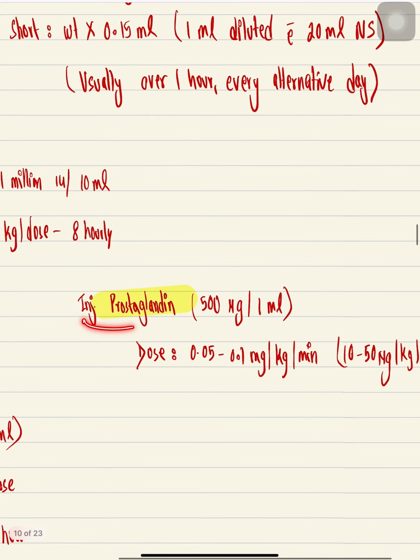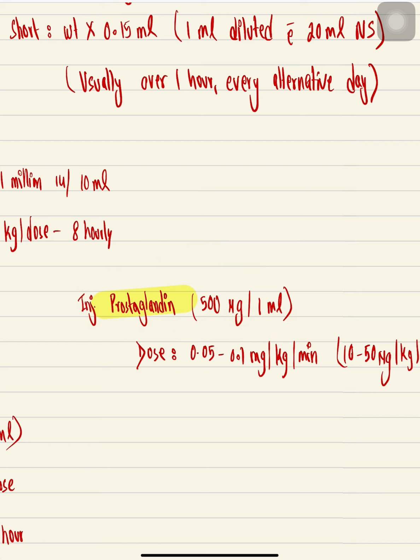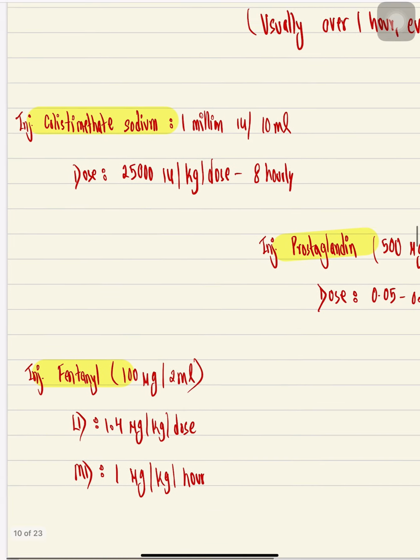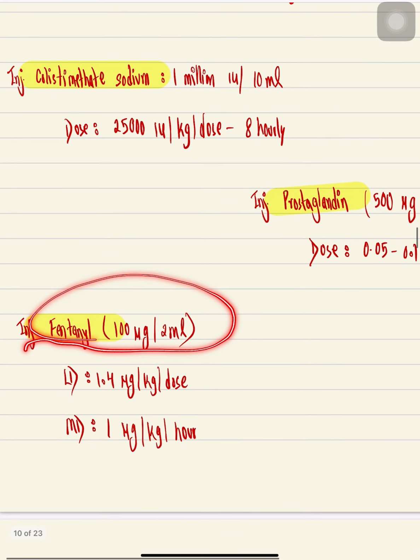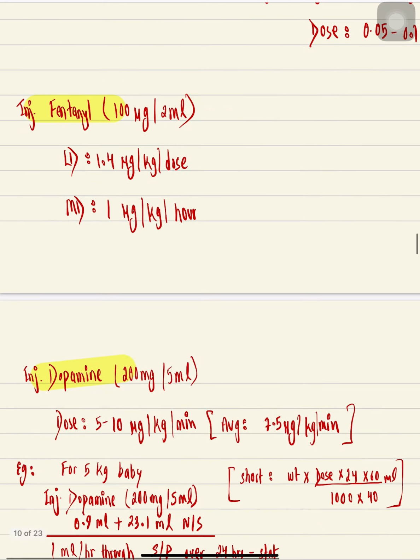Next is injection prostaglandin 500 microgram per 1 ml, dose is 0.05 to 0.1 mg per kg per minute. It is almost 10 to 50 microgram per kg per minute. Injection fentanyl, which comes in the market with 100 microgram per 2 ml, loading dose is 1 to 4 microgram per kg per dose. Maintenance is 1 microgram per kg per hour.